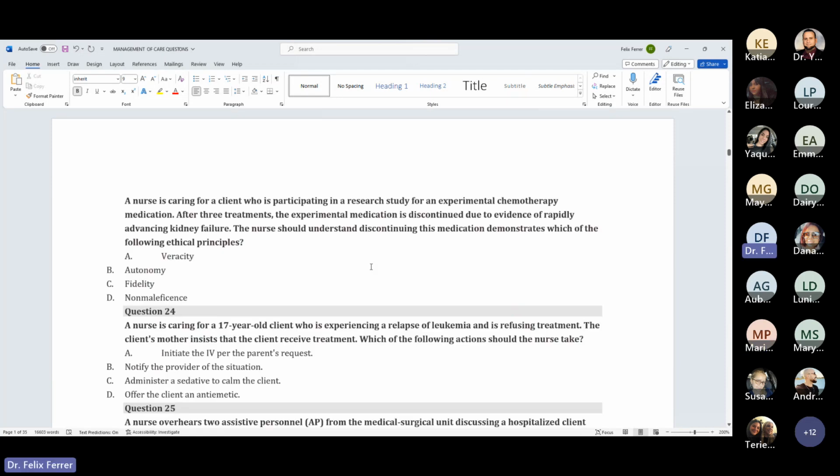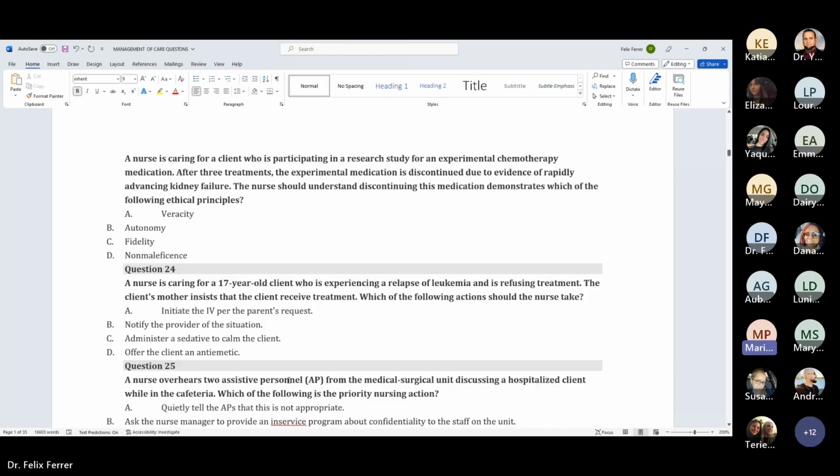And this is a scenario for a client who is participating in a research study for an experimental chemotherapy medication. After the treatment, the experimental medication is discontinued due to evidence of rapidly advancing kidney failure. The nurse should understand that discontinuing the medication demonstrates which of the following ethical principles? B. Do no harm to the patient. Really good.